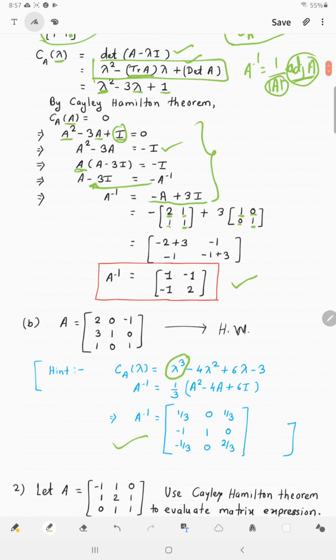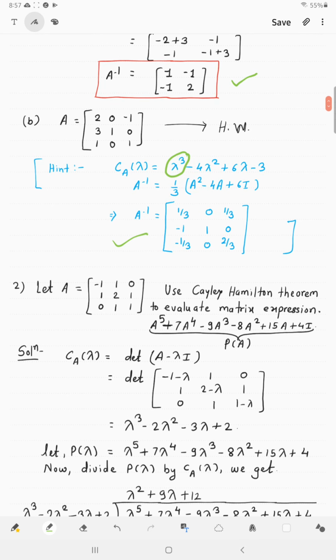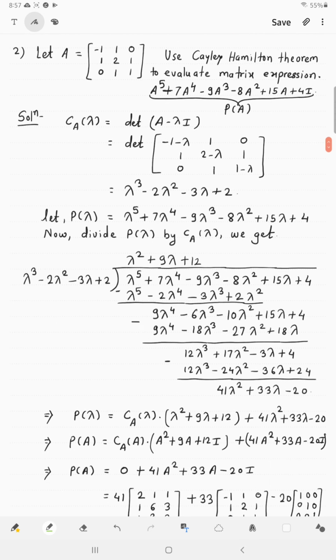Now we will see the main application. Suppose A is any matrix. Use Cayley-Hamilton theorem to evaluate the matrix expression A raised to 5, minus 7A raised to 4, minus 9A raised to 3, minus 8A square plus 15A plus 4I. Now I will call this whole polynomial p of A, that is a polynomial in variable A. So I write down here p of A. Note this word p of A.